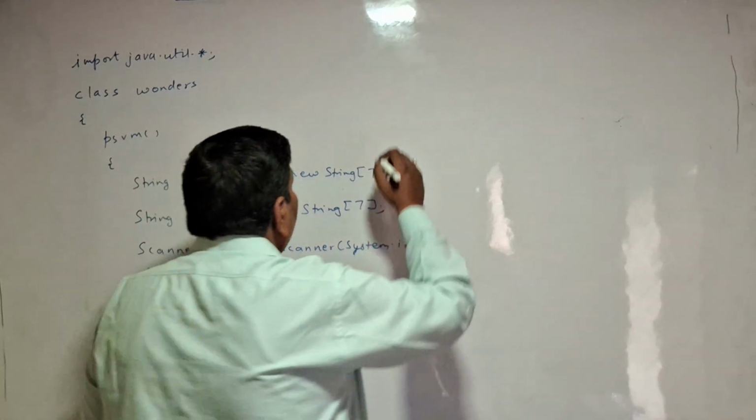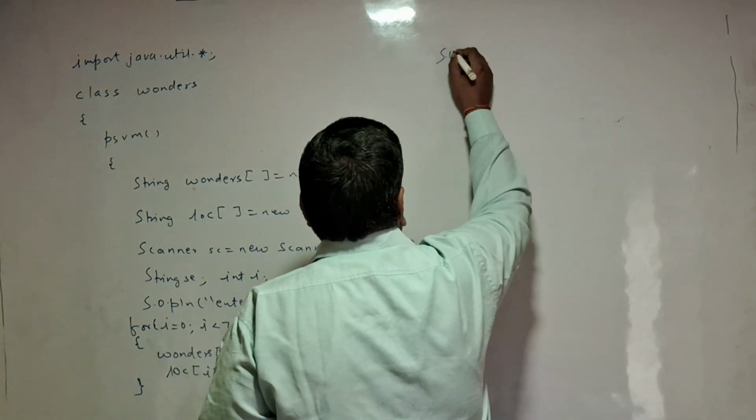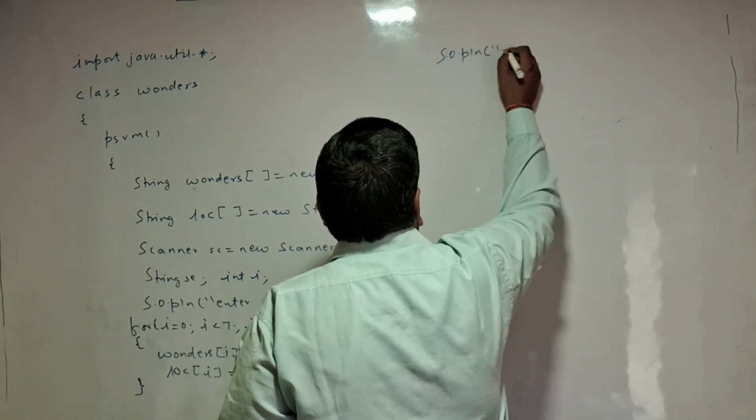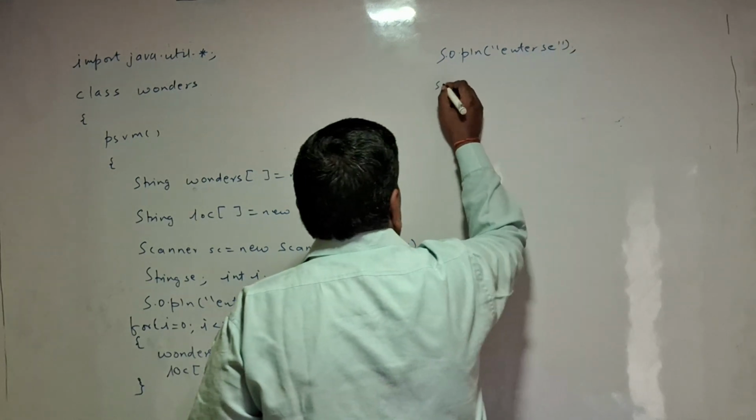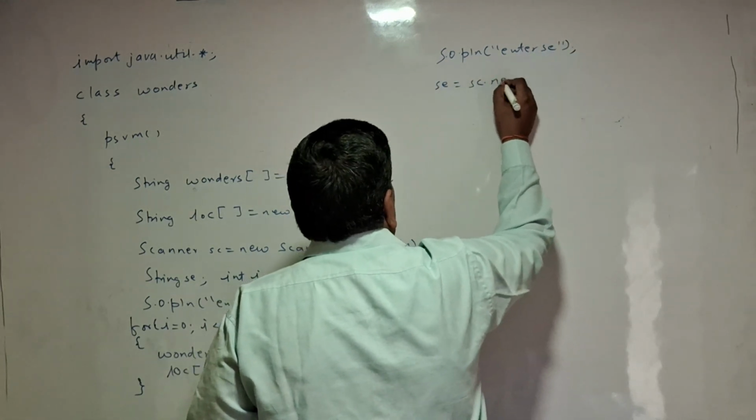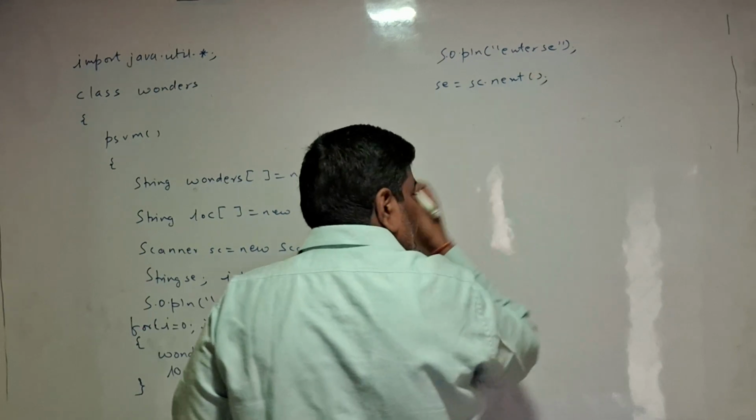Input is done. Now enter the search element. System dot out dot println, enter search element. I am writing sc as a shortcut. Here you can write next line also because it is not an array.